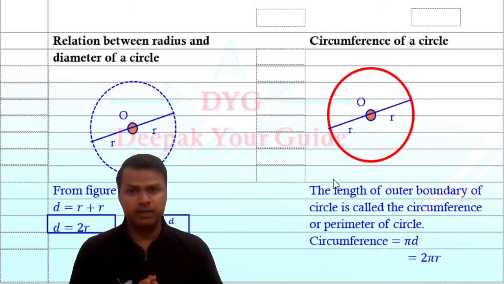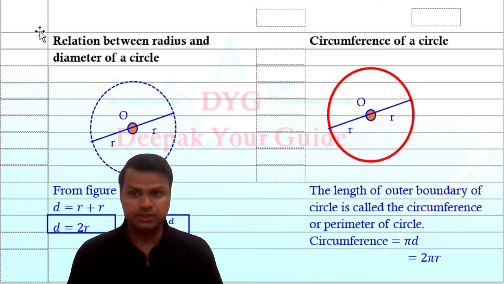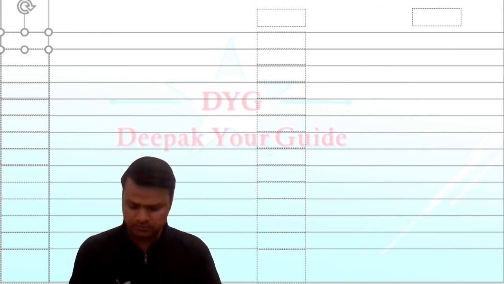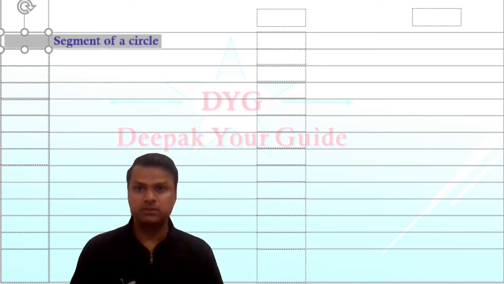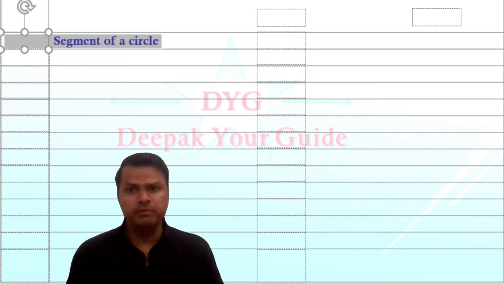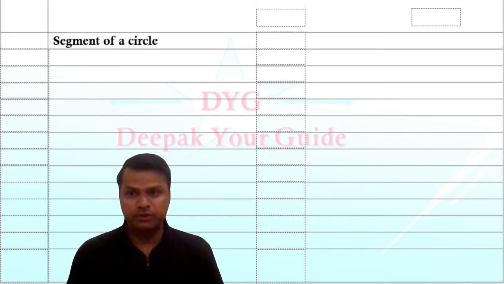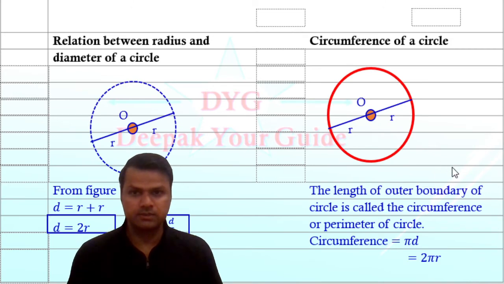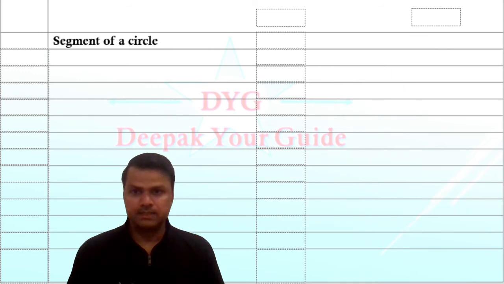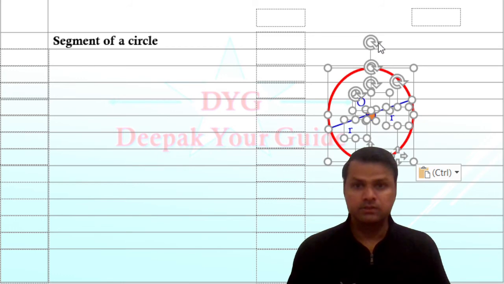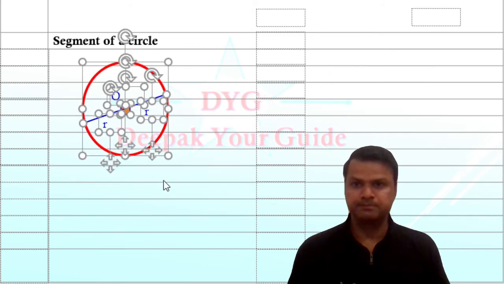Now when we have got the idea about what is circumference, what is radius, what is diameter, let's move on to the next term, which is the segment of a circle. So what do we mean by the segment of a circle? Let me draw the circle again. Copy this and let's paste it here. Now when I paste it, let me shift it here.